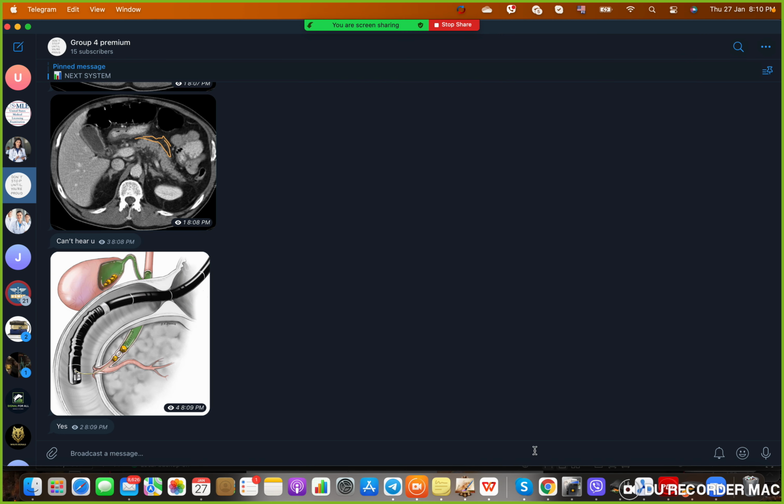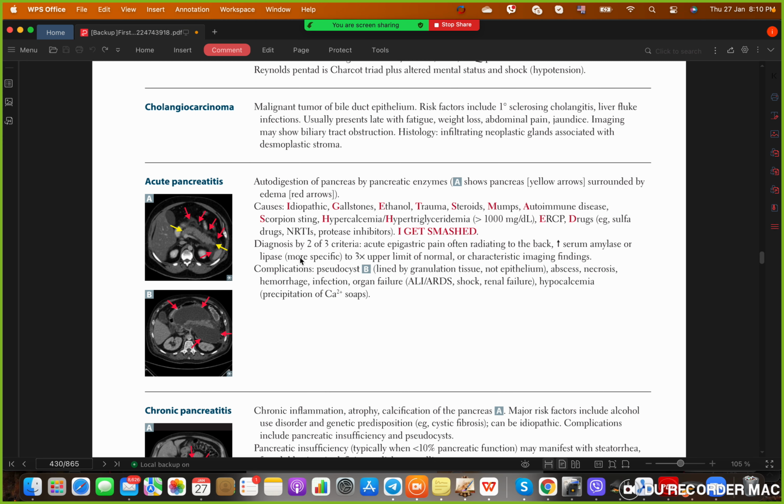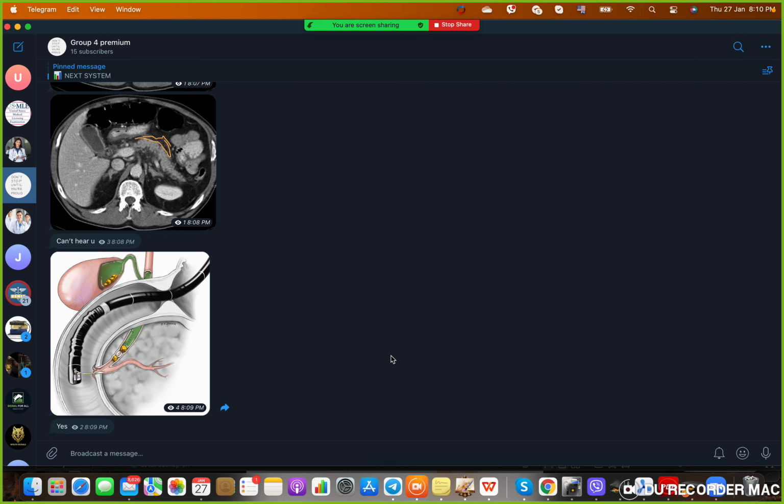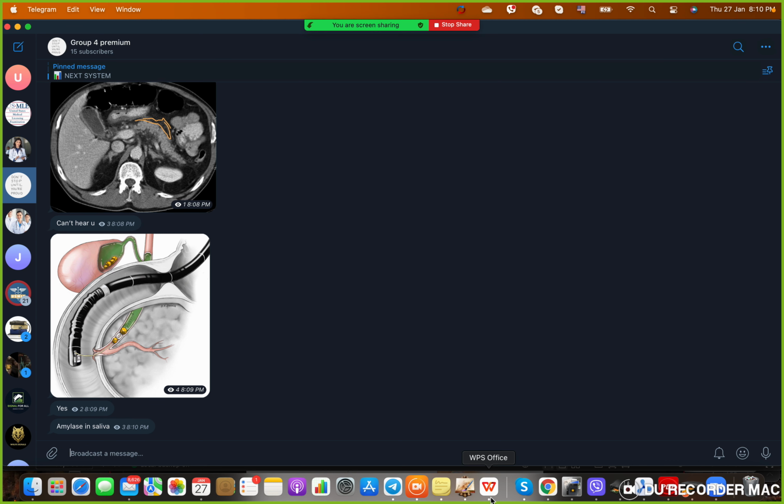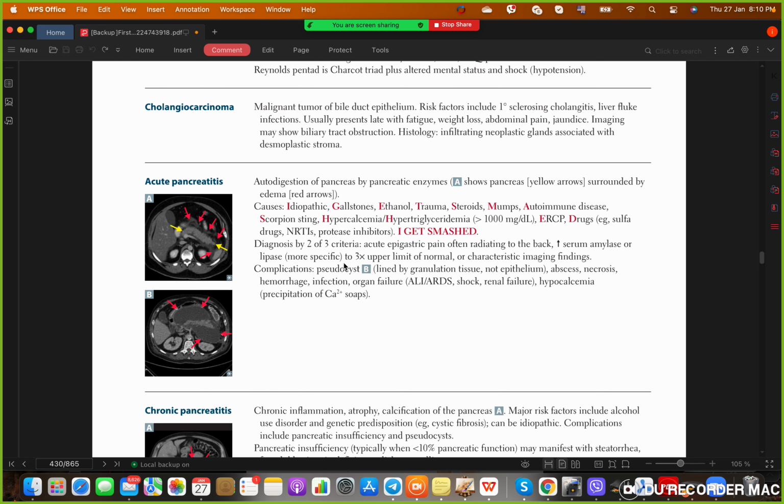So they say the diagnosis can be done by 2 of 3 criteria. So you need to have an acute epigastric pain, preferably radiating to the back. High amount of amylase or lipase. Why is lipase more specific than amylase, please? Amylase exists also in the saliva, absolutely correct. So up to 3 times the upper limit of normal, or characteristic imaging finding like the edema around the pancreas.